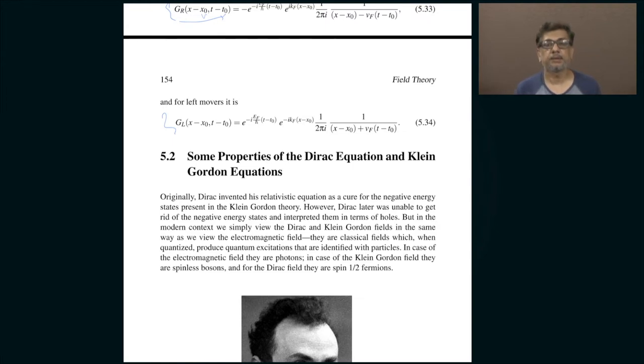Okay, so that pretty much completes my description of right movers, and it motivates the introduction of these concepts, which are going to be later on very important when we study a very interesting system called a Luttinger liquid. So we'll come to that a little later.